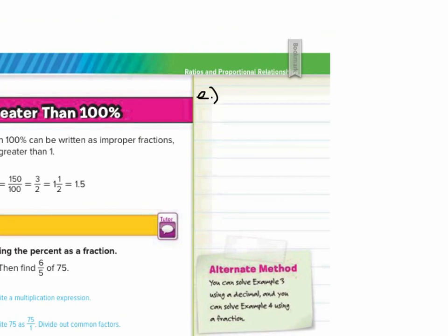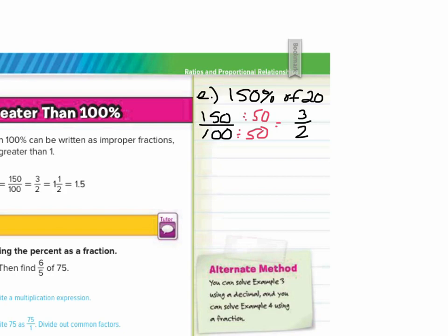E is asking us to solve 150% of 20. We'll turn 150% into a fraction, 150 over 100. And if we divide by 50 on top and bottom for this one, we get the fraction 3 halves. So 150% as a simplified fraction is 3 halves.